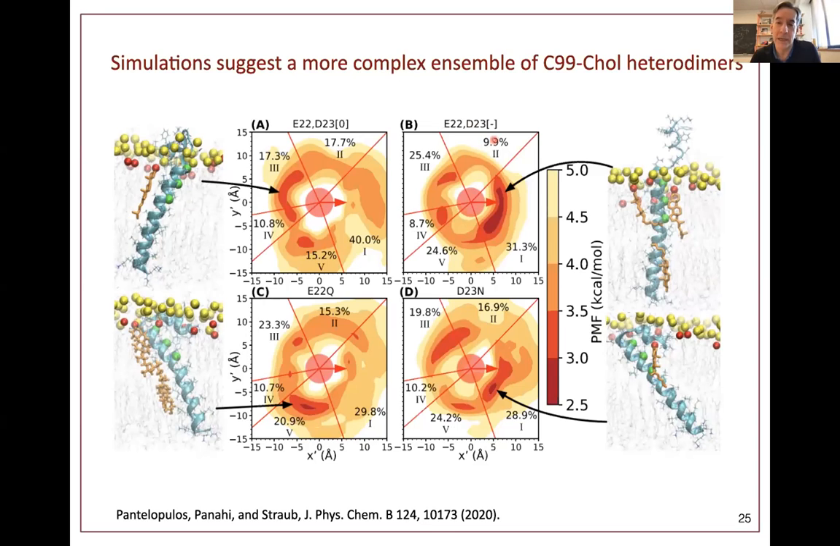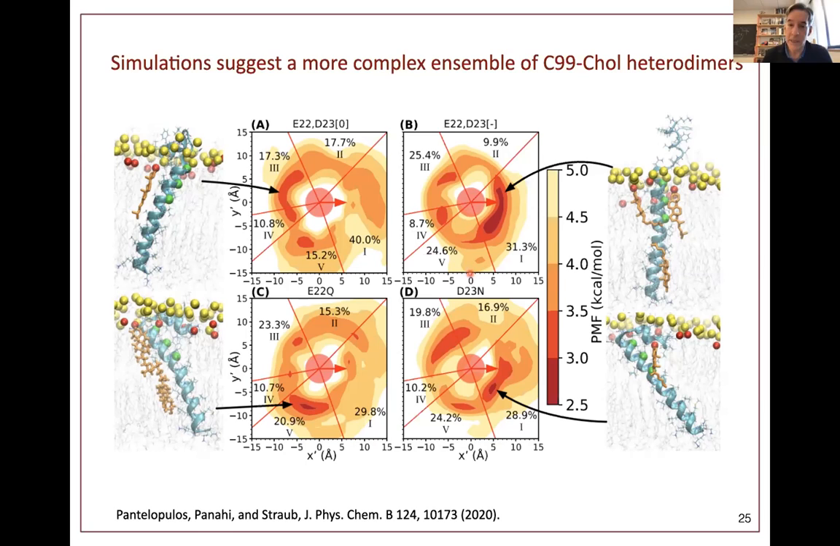Another is that protein but where we would imagine at a higher pH state, and then where we would have an ionized aspartate at site 23. And then looking at two familial Alzheimer's disease mutants, where you're taking either the glutamate or aspartate at residues 22 and 23 and substituting those with polar residues. And this is showing in brighter red the interfaces that show the most strong correlation with, or contact with, cholesterol.